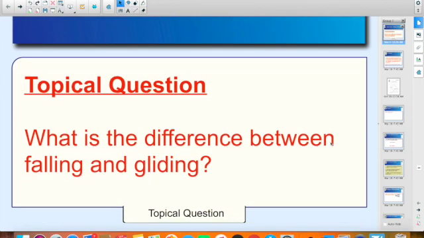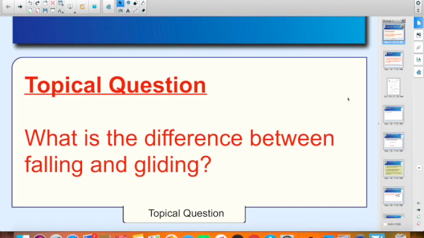One of the first things I want you to know is our big question for this first lesson: what is the difference between falling and gliding? We discussed how falling has more to do with gravity pulling us down, and gliding has more to do with air being able to lift us up. If something is falling, it's gravity pulling it straight down. If something is gliding, it's using the wind or air to provide lift. That would be the biggest difference.